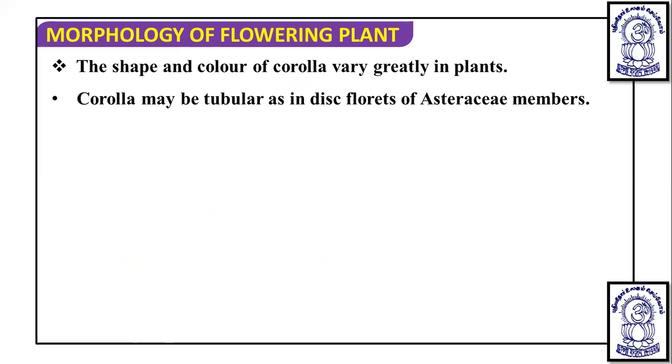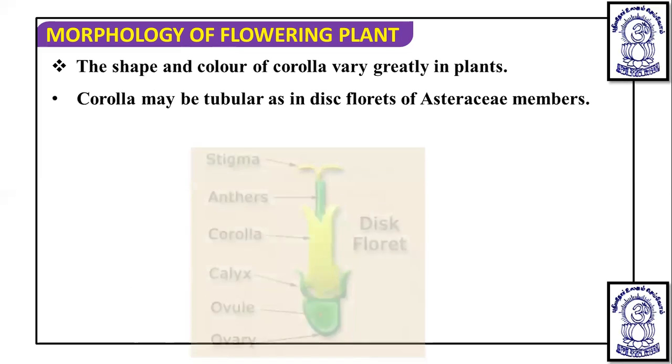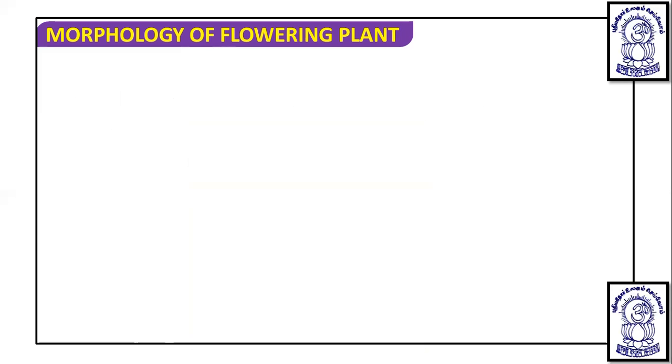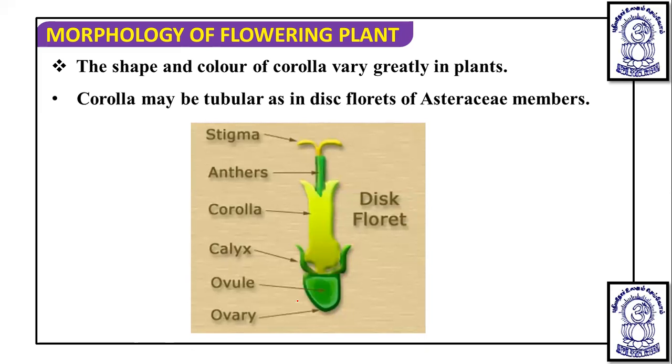So corolla may be tubular as in the disc floret of Asteraceae. Actually, the example is the disc floret. When we take the example of disc floret, you will see the stigma, this is the anther, and this is the corolla. Here if you see the corolla, these are fused and they are in a gamopetalous condition. So the tubular floret is found in the disc floret of Asteraceae family or Compositae family, and the example of Asteraceae family is sunflower.